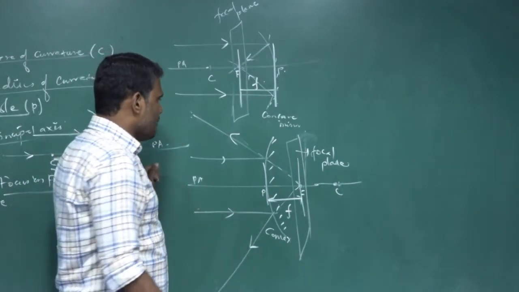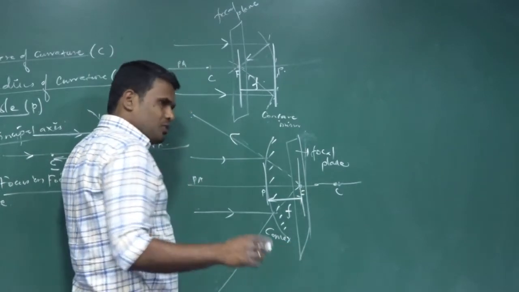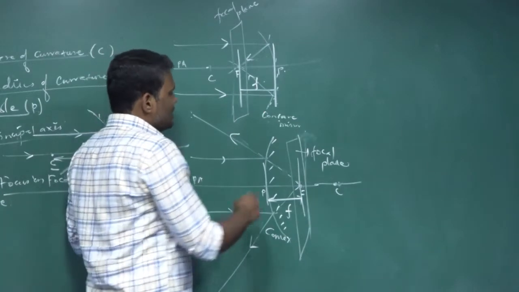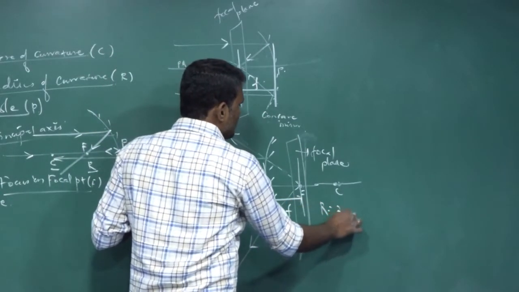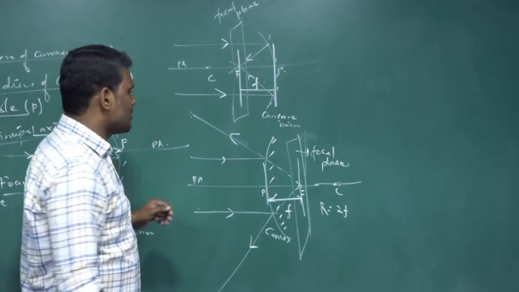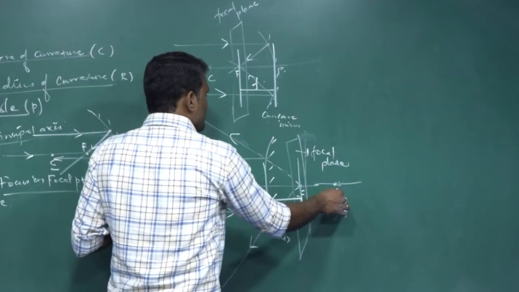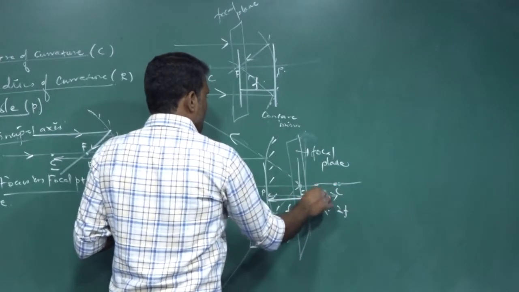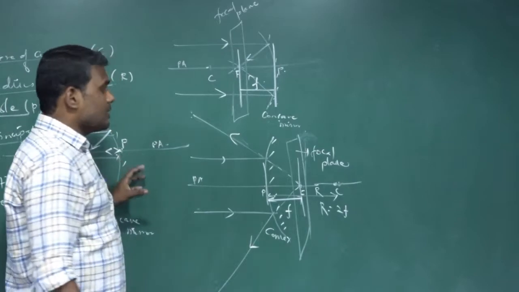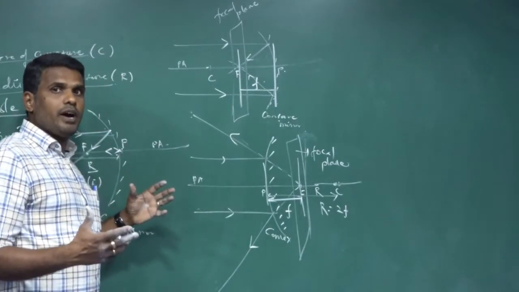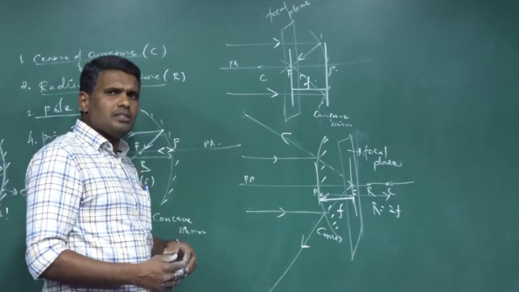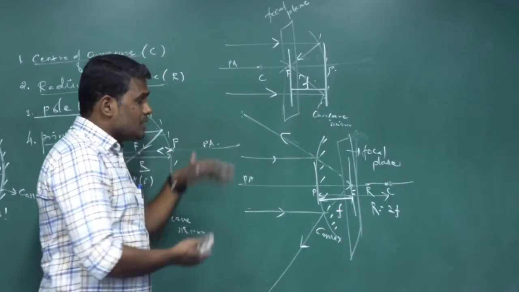There is another relation which you will be deriving in the next sessions, that the radius of curvature R is equal to twice the focal length. Radius of curvature is this one, capital R. So, what are the different terms or notations which we are using to understand about a spherical mirror?